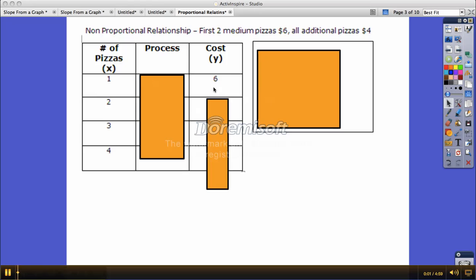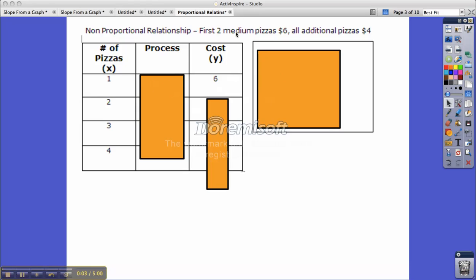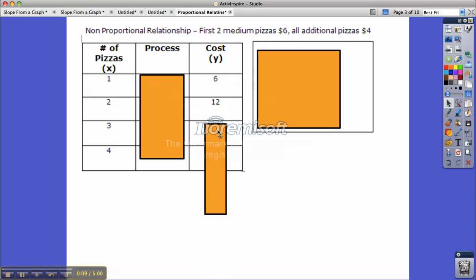Okay, so we got that 6. Then the first 2 medium pizzas cost $6. So if I bought 2, the first 2 were $6, so the second one would be $12. So 1 for 6, 2 for 12.